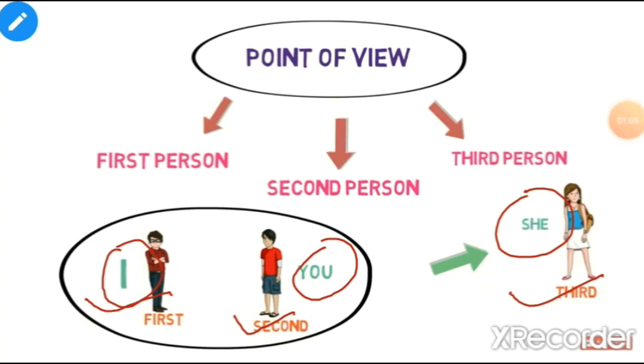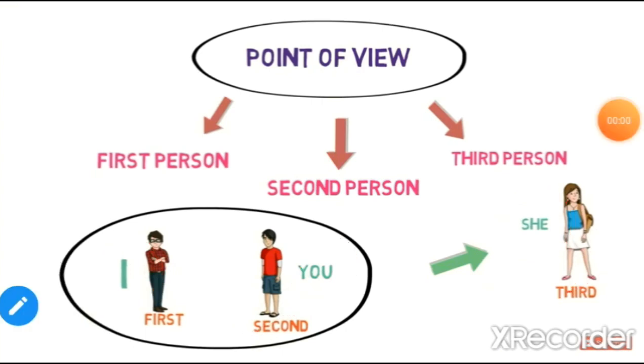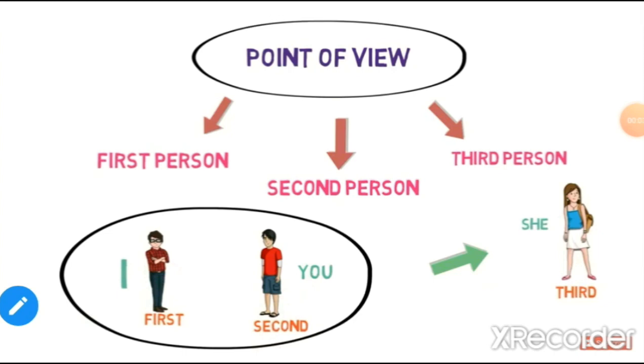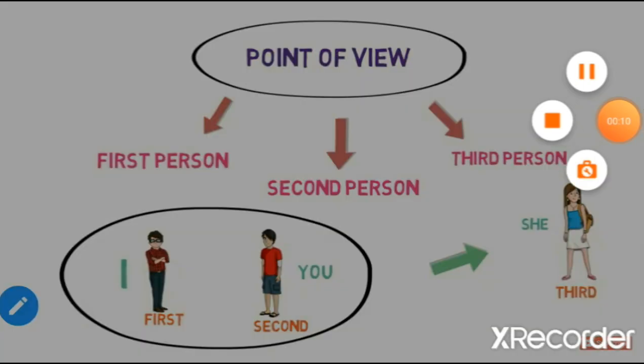There are two types of personal pronouns: subjective and objective. Subjective means pronouns that play the role of a subject in a sentence. For example, I am participating in the competition with him. Here, I is the subjective pronoun. Him is the objective pronoun. So, examples of personal pronouns are I, me, we, us, you, he, him, she, her, it, they, and them.